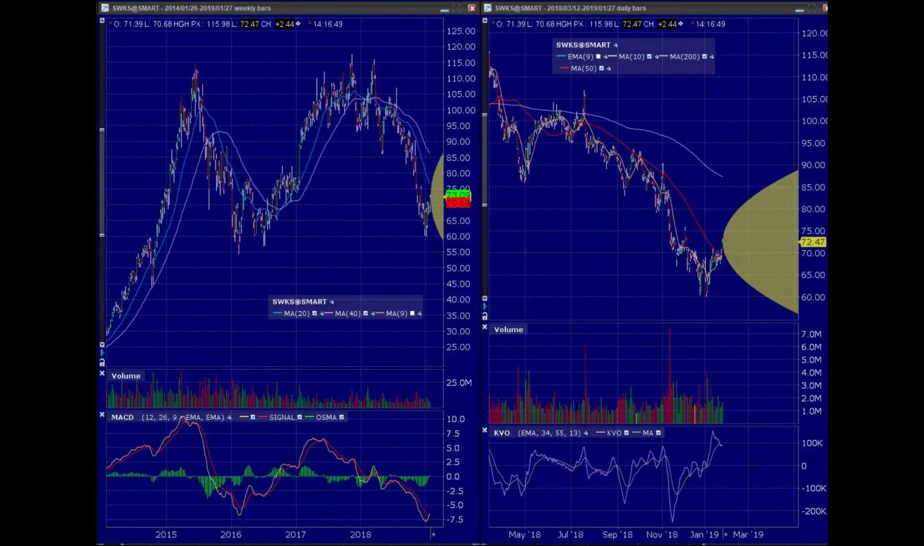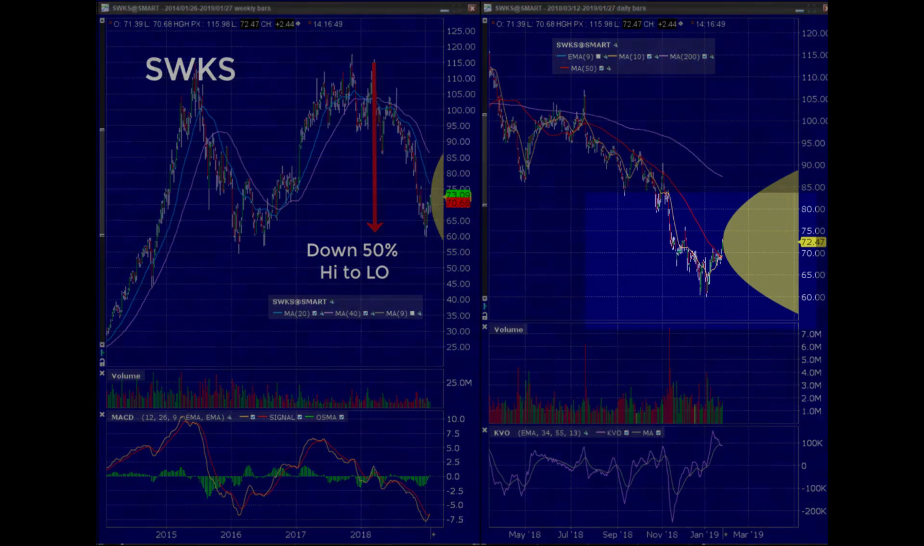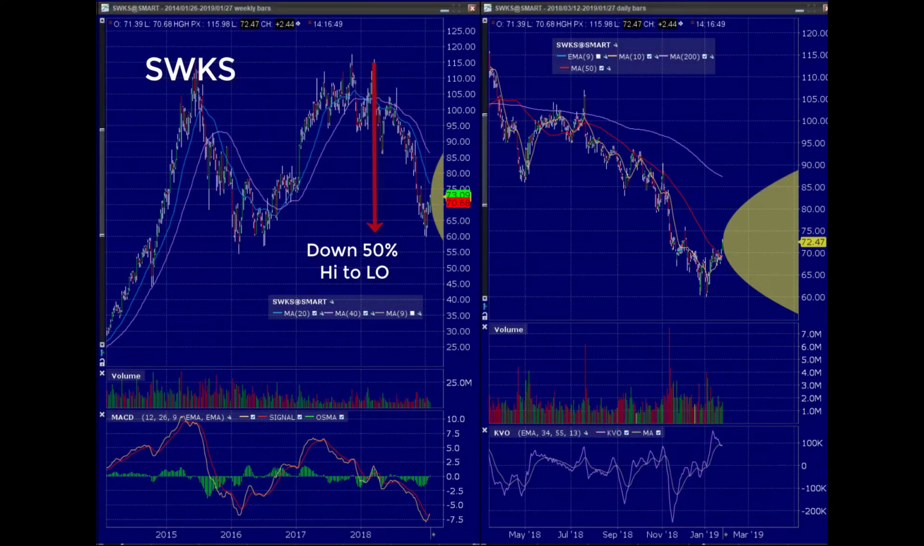The first stock is Skyworks Solutions, symbol SWKS. Over the recent months, it's dropped 50% from its high to its low. Recently, it's produced a bottoming pattern we call an inverted head and shoulders, and this may indicate that the stock is ready for more upside soon.